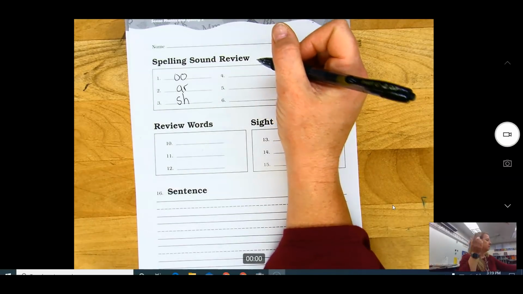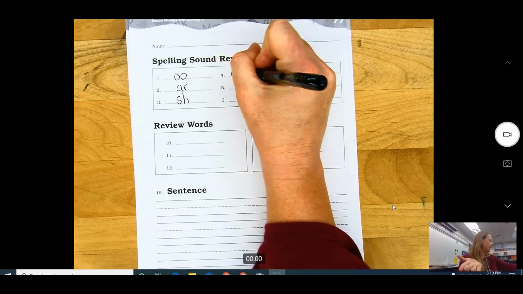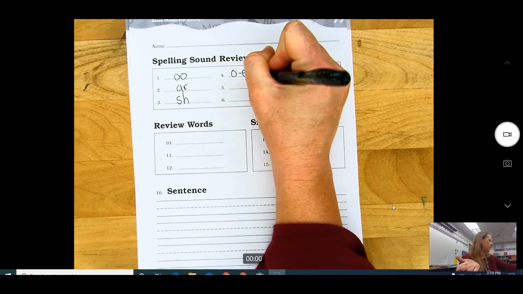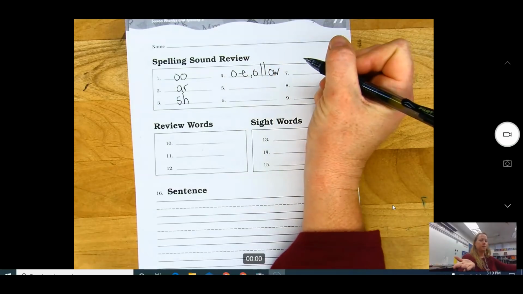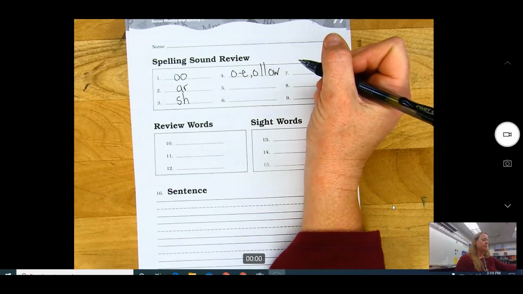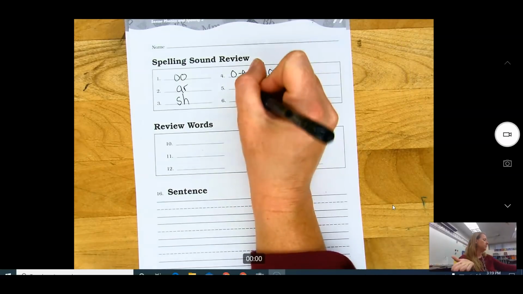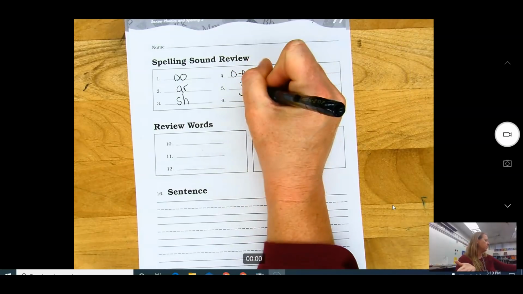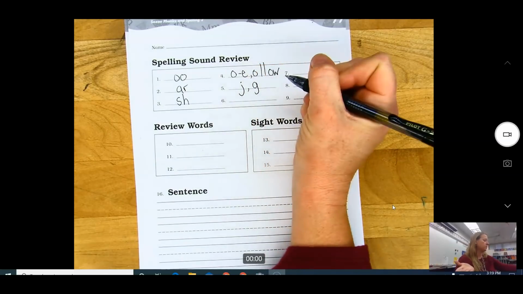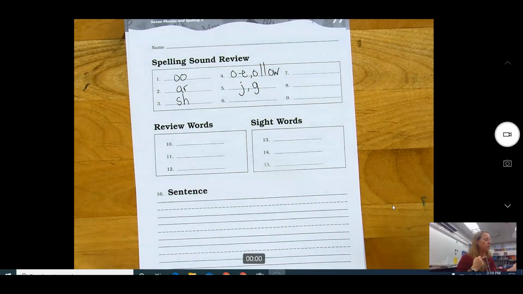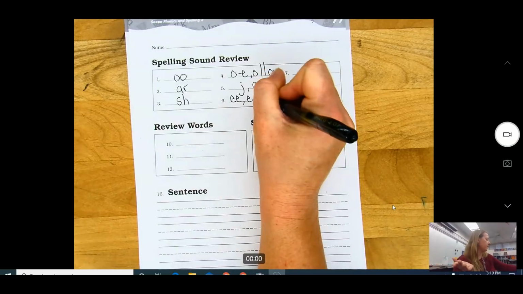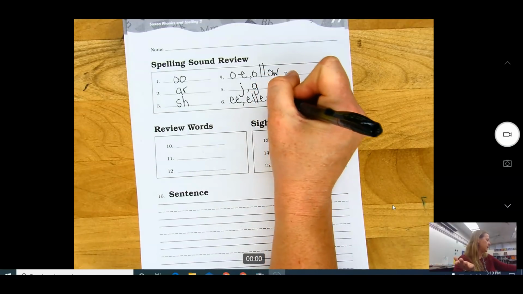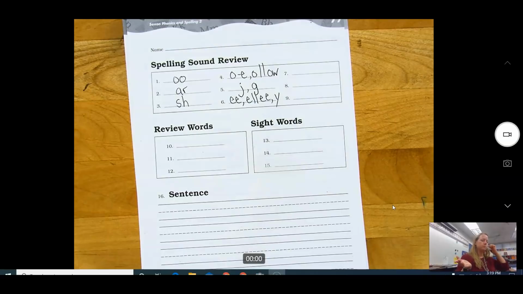O. O, consonant E, comma O, final digraph O, W. Okay, number 5, J. J, and we also learned yesterday that G also makes the J sound. Number 6, E. E, comma, E, final digraph E, comma, Y.